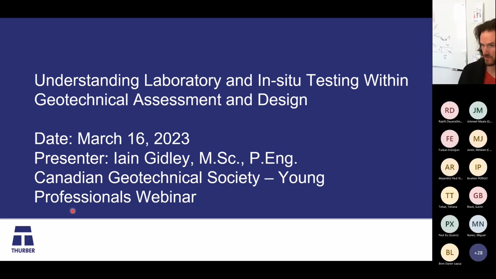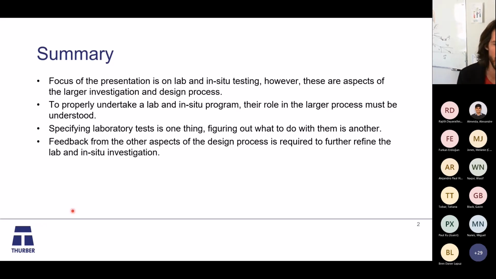As Rajit said, I'm talking today about lab and in-situ testing, and we're trying to put it in context of the framework that we work within. The focus today is on lab and in-situ testing. However, to properly undertake a lab or an in-situ program, we need to understand where we're fitting into the larger investigation and design process.